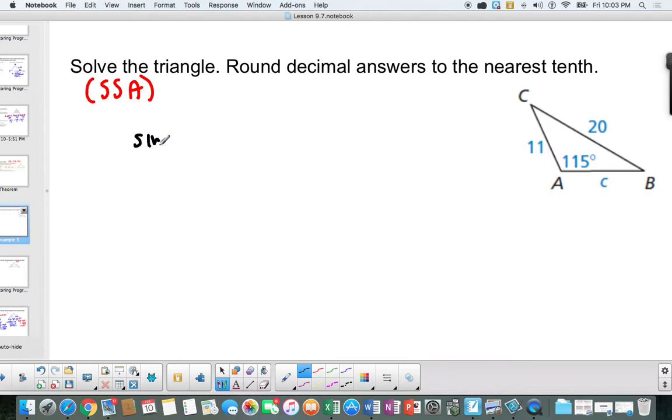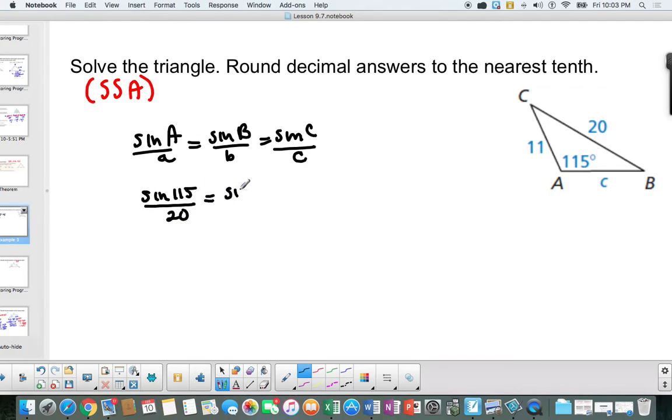I'm going to write out the formula: sine of A over side A, sine of angle B over side B, sine of angle C over side C. And I have the sine of 115 all over 20 equals sine of angle B over 11 and sine of C all over little c.